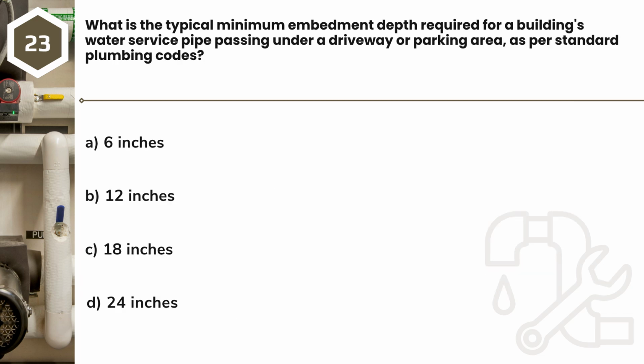Question 23. What is the typical minimum embedment depth required for a building's water service pipe passing under a driveway or parking area, as per standard plumbing codes? A. 6 inches. B. 12 inches. C. 18 inches. D. 24 inches.